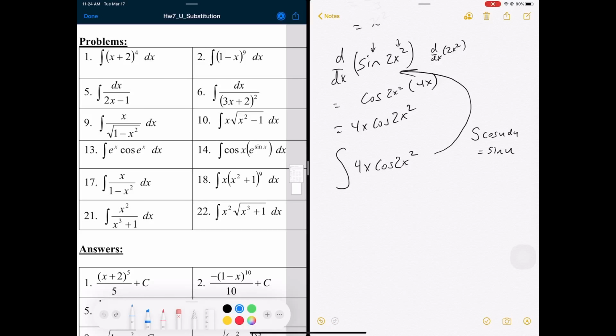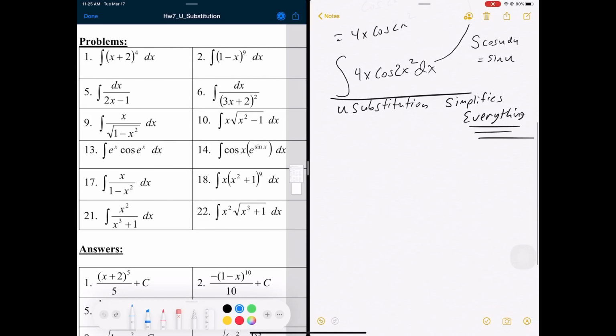Now, how am I supposed to use that rule for something like this here? Do they look alike to you? They don't look like it at all to me. So here's what U substitution does. U substitution simplifies everything. I'm not kidding, it simplifies everything. The goal of U substitution is to simplify everything that we're doing.